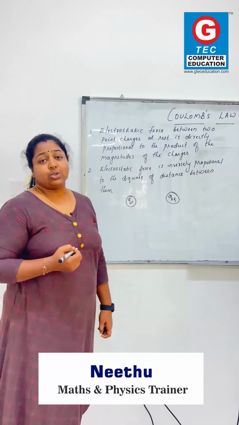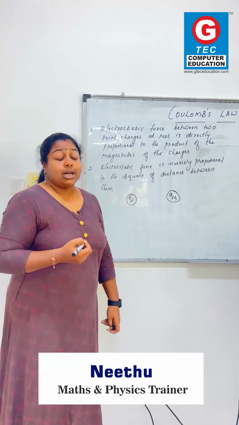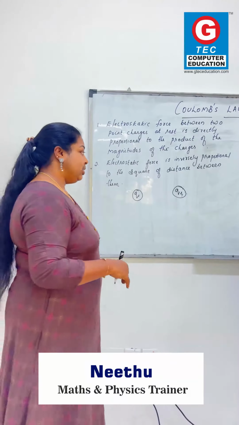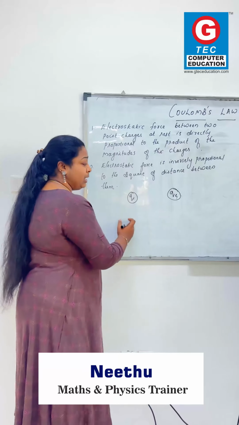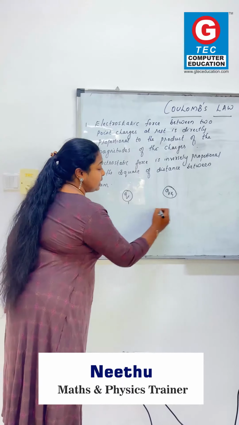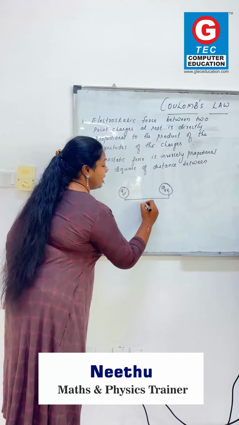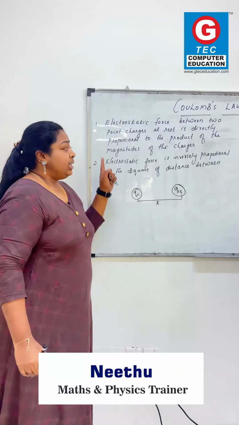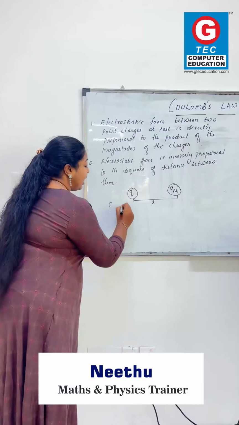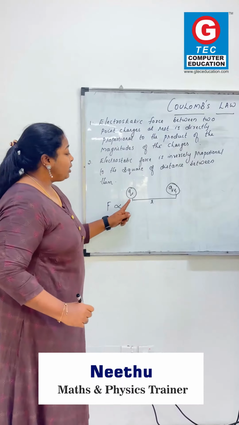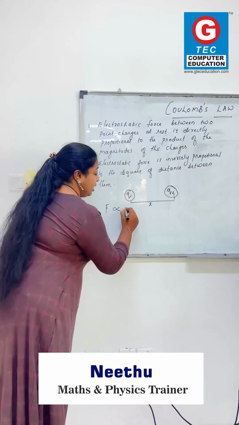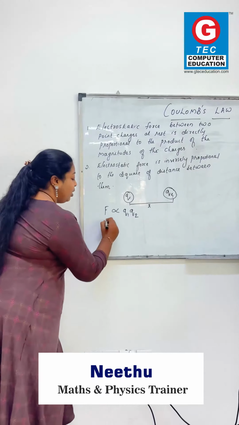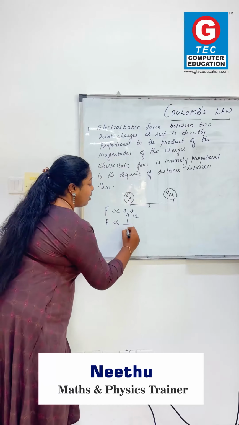We know that like charges repel each other and unlike charges attract each other. So there is a force of attraction or repulsion between the charges, and these charges are separated by a distance r. Then according to the statement, we can write that the electrostatic force is directly proportional to the product of the magnitudes of the charges, and inversely proportional to the square of the distance between them.